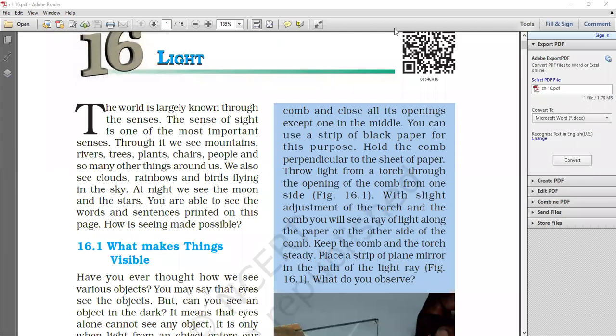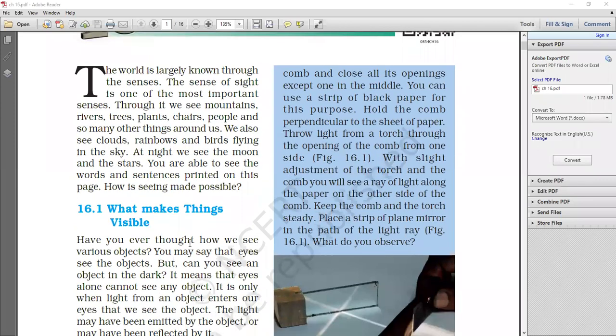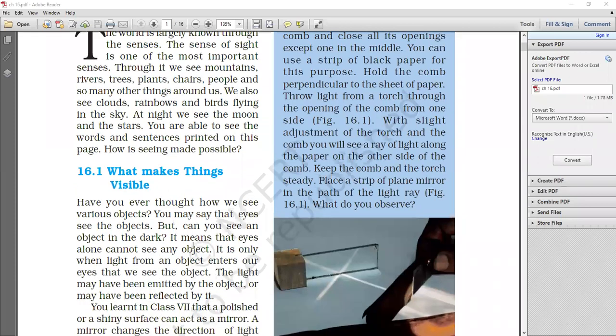And how do we see any object? When sunlight falls on any object, that particular object reflects the sunlight in all directions. When this reflected light enters our eyes, we are able to see objects. हमें जो है objects को देखने में easy रहता है. Okay. Next we understand about activity 16.2.